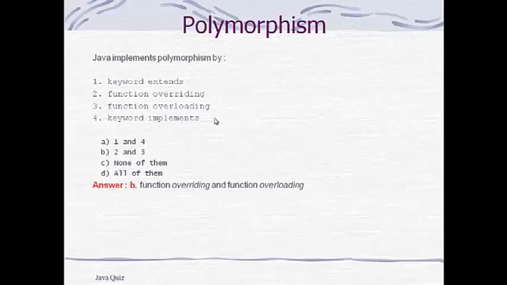Answer is B, 2 and 3, that is function overriding and function overloading. In case of option A, that is 1 and 4, extends and implements, these are used for inheritance, to give a parent-child relationship.